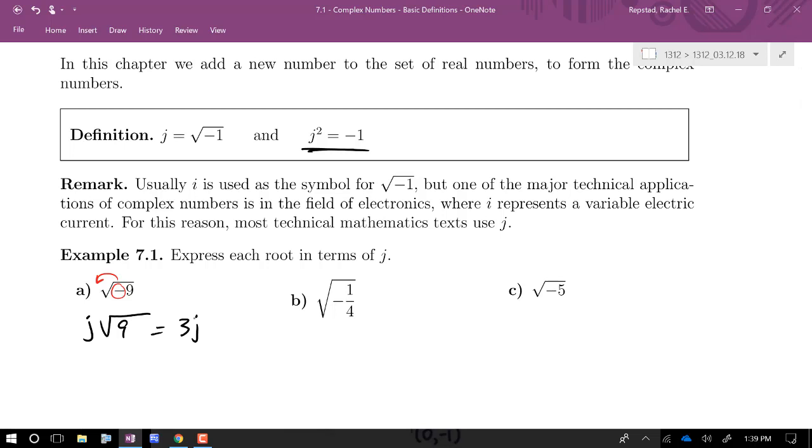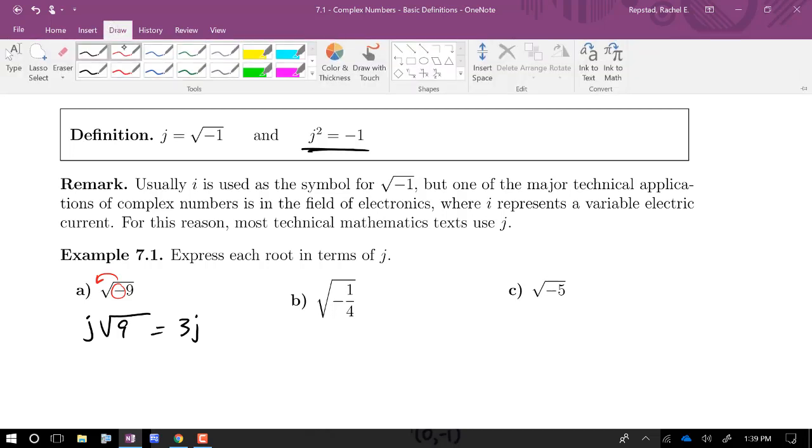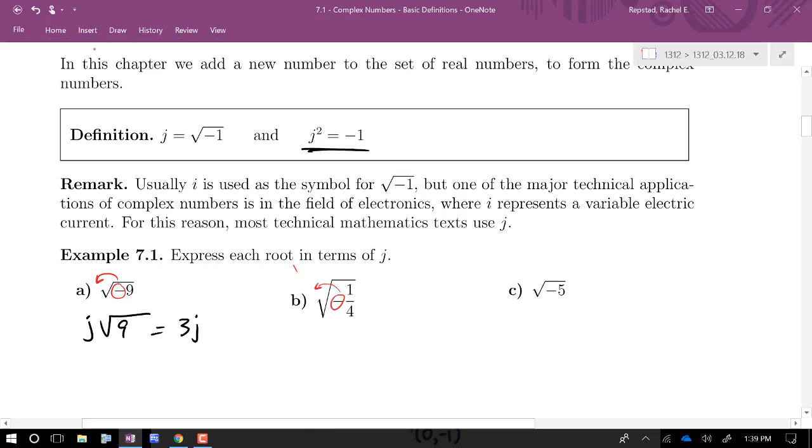The square root of -1/4, again, here I've got this negative, so I could pull that out as a J. What is the square root of 1/4? What do I square to get 1/4? 1/2, yeah. So this is 1/2 J. And this one, here's a negative, so we pull this out as a J. And we just get J root 5. 5's not a perfect square or anything. It's already simplified as a radical, so I just leave it as J root 5.